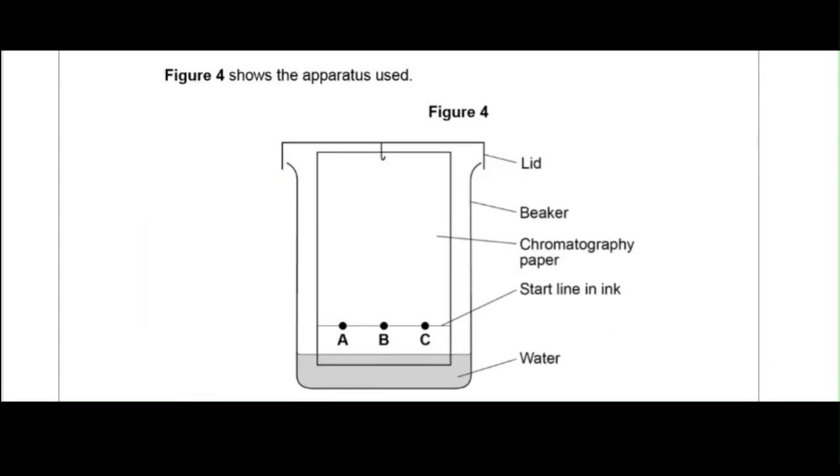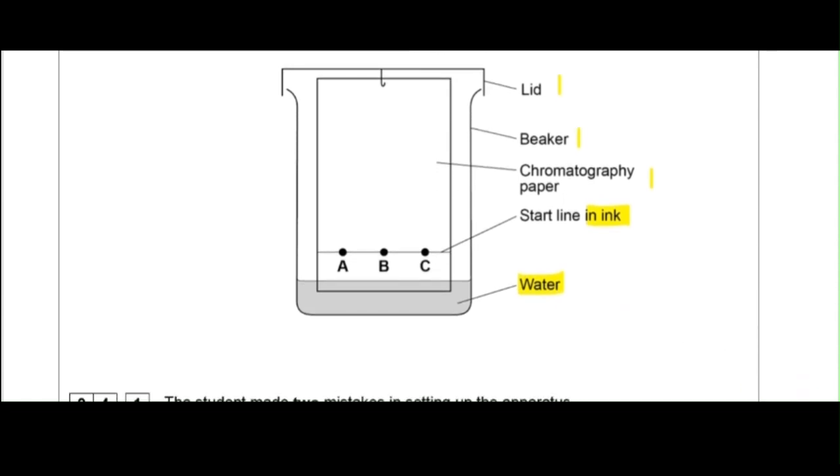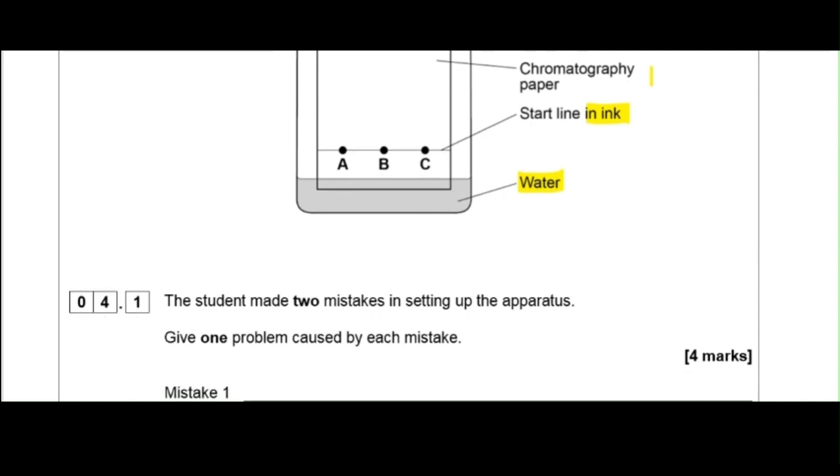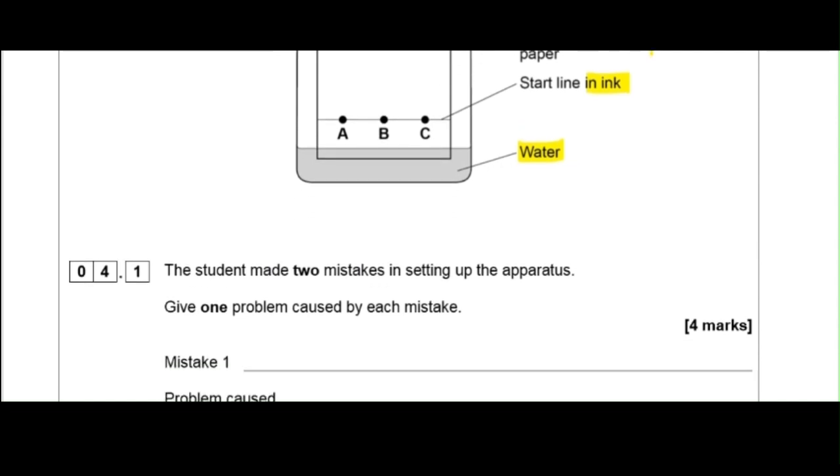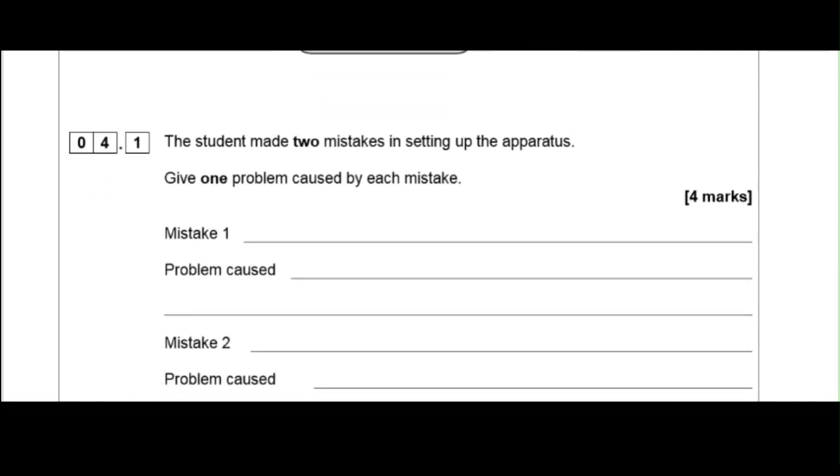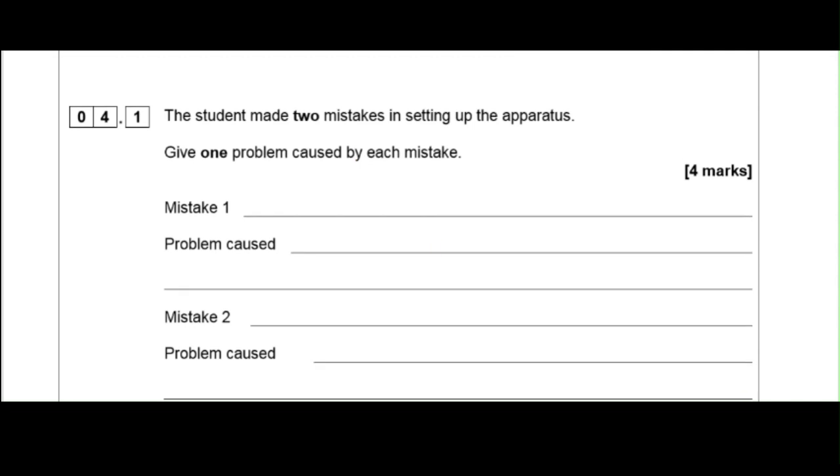Figure 4 shows the apparatus used. Oh, they look okay, apart from these two here. Start line in ink and water. They could be dodgy. Let's have a look at the question. 4.1. The student made 2 mistakes in setting up the apparatus. Let's have a look. Well, we've highlighted them here, haven't we?